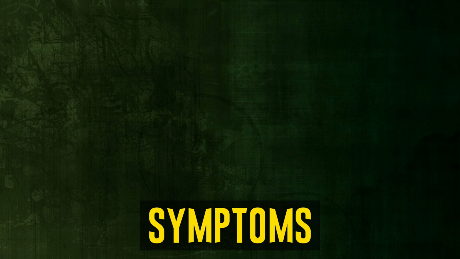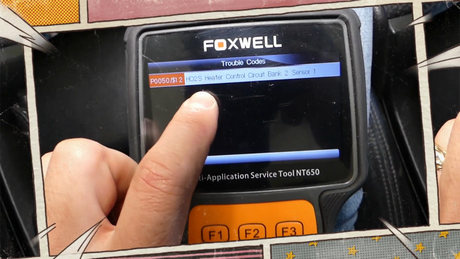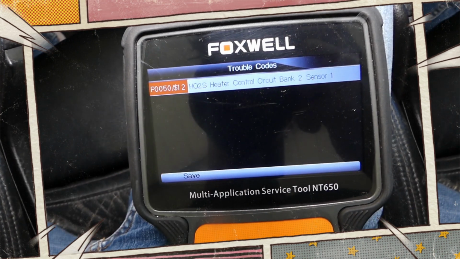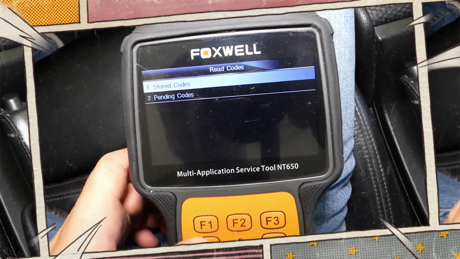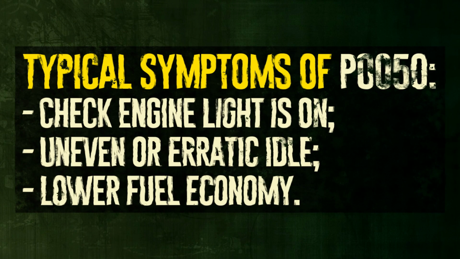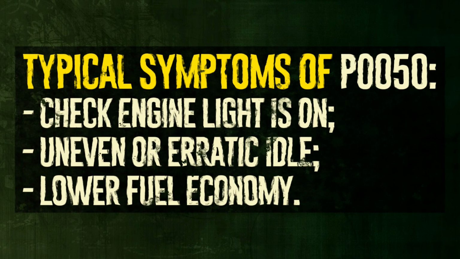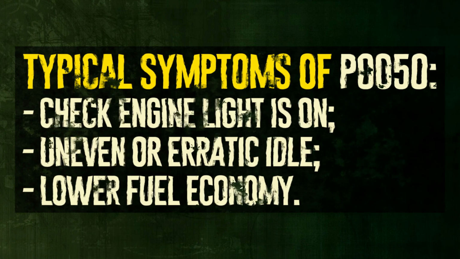Symptoms. Error code P50 is frequently associated with one or more secondary symptoms, some of which are more pronounced than others. When attempting to diagnose the problem at hand, being able to recognize these symptoms can prove invaluable. These are a few of the most typical symptoms linked to DTC P50: Check engine light illuminates. Uneven or erratic idle.